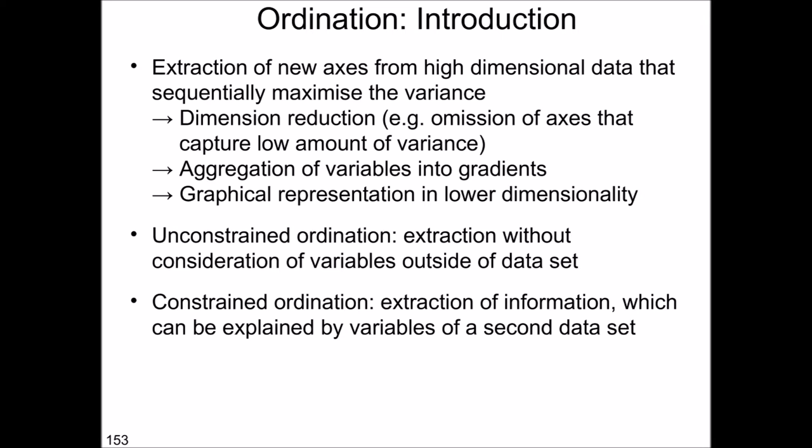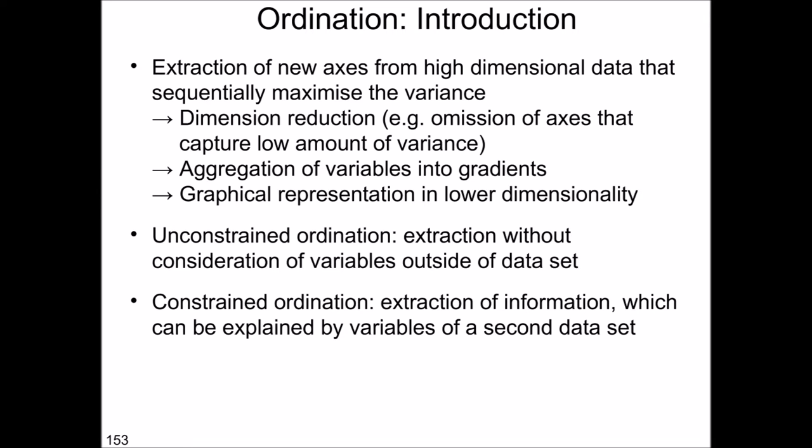There are two methods of ordination that you should be familiar with. On the one hand, there is unconstrained ordination. You should be able to explain what this means. That basically means that you extract the information from your data set without consideration of variables outside of the data set. So you just take your data set and run the ordination. In constrained ordination, you extract information in your so-called response variable data set by taking into account explanatory variables from a second data set.